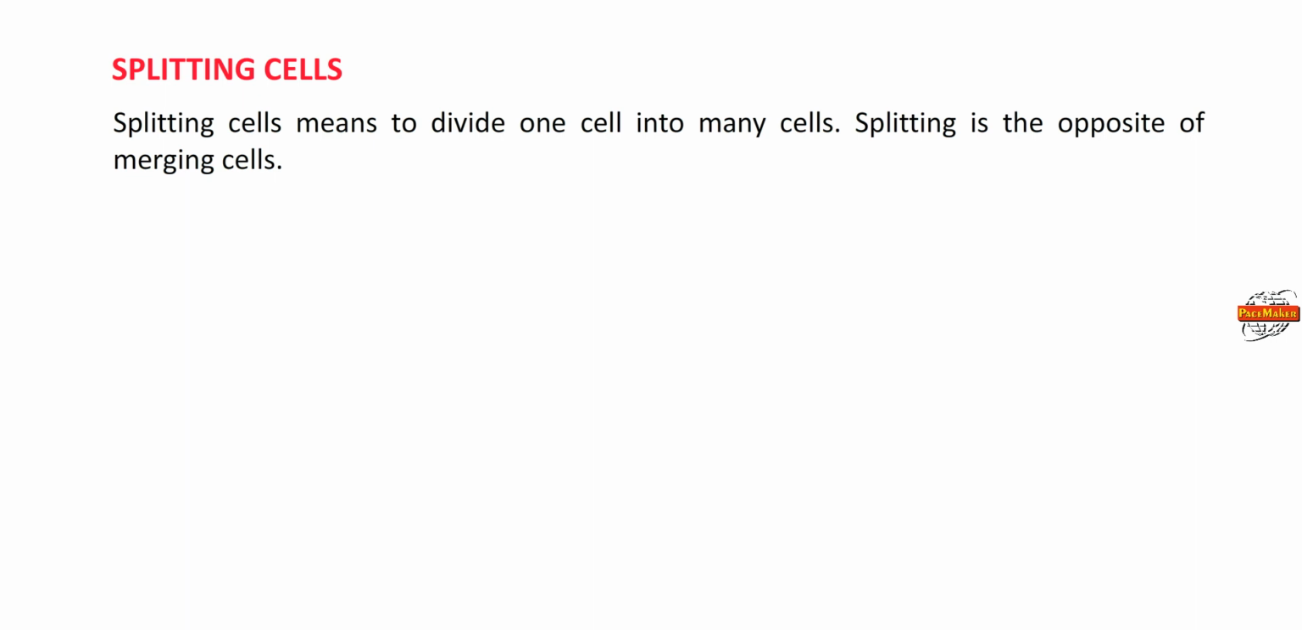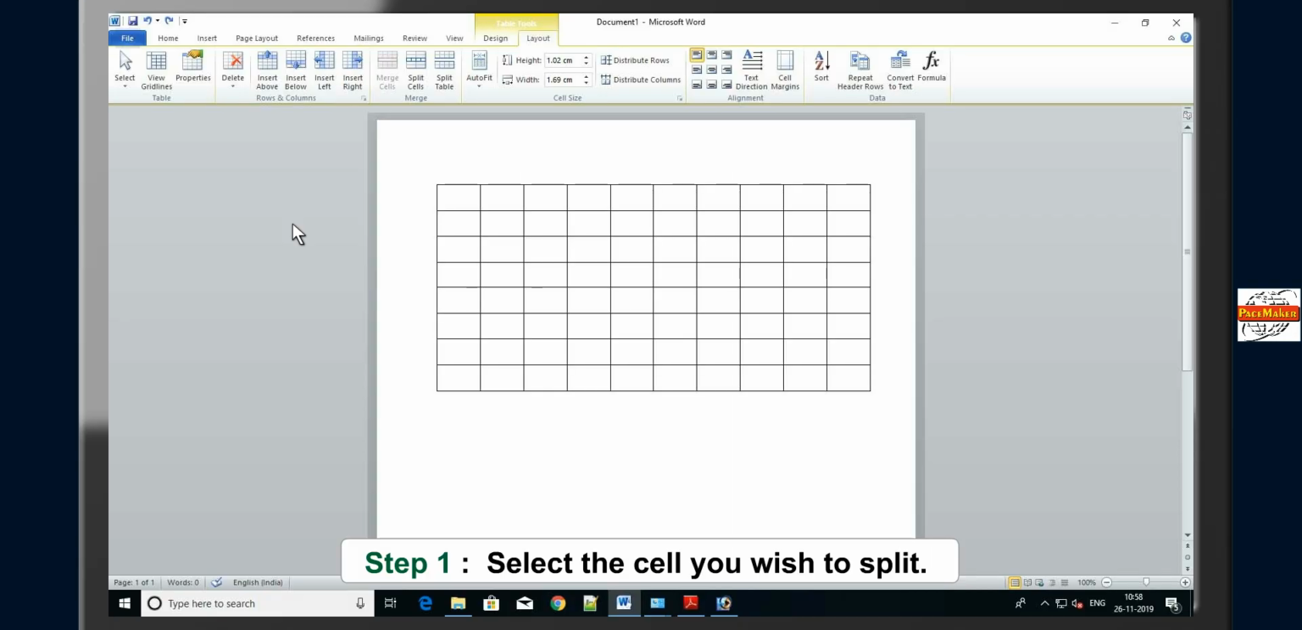Splitting cells. Splitting cells means to divide one cell into many cells. Splitting is the opposite of merging cells. To split a cell in a table, follow the given steps. First, select the cell you wish to split.